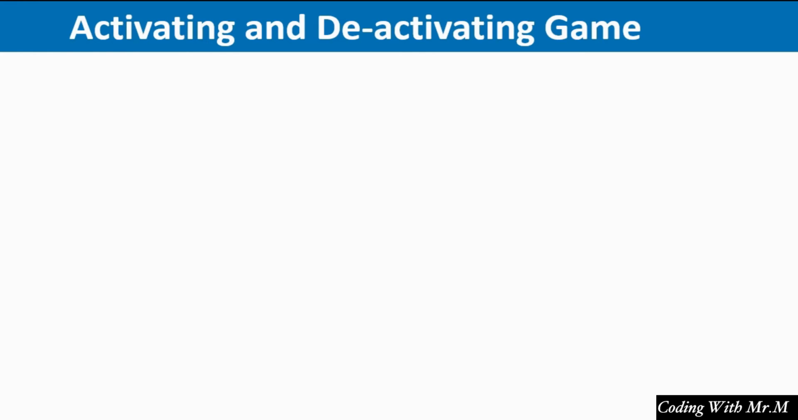We're going to start off by creating a variable called game_active, and by default we're going to set the value to true, which means by default the game will be active. If this value becomes false, then the game will not be active.